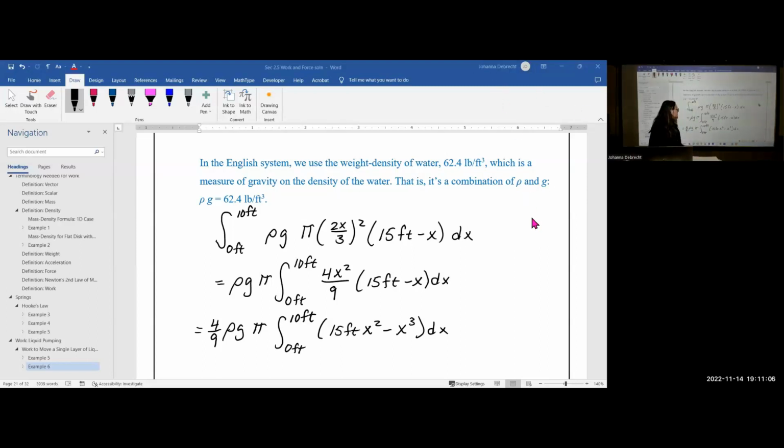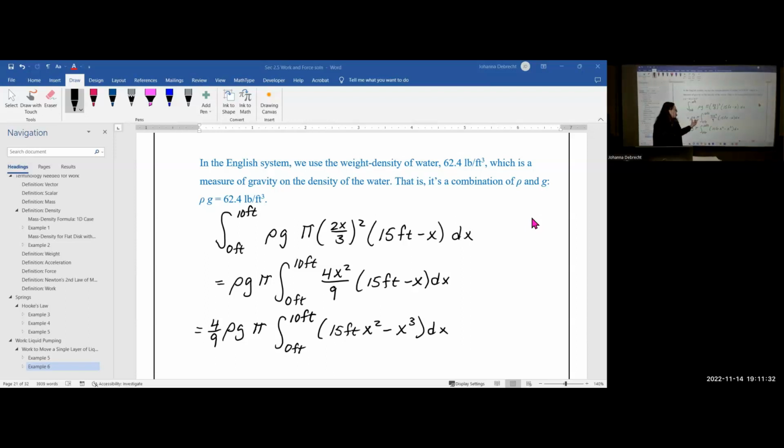So let's see how you did. When we set this up, we have rho g, which of course is the weight density of water. And then we have the cross-sectional area times dx, that gives us the volume. And then the distance through which each layer of water is moved is 15 feet minus the height of the water layer, minus x. So when I squared this, I got 4x squared over 9.